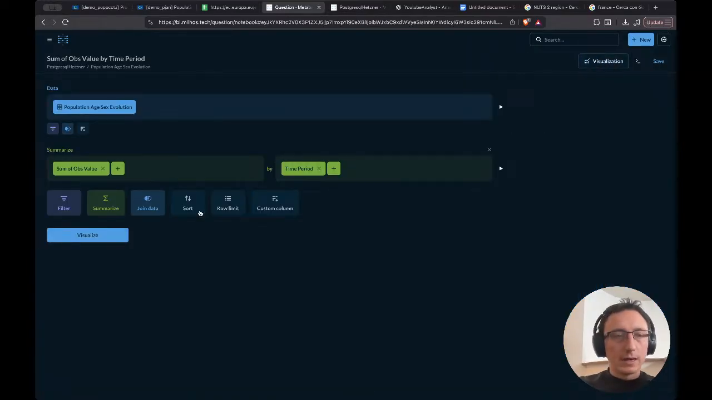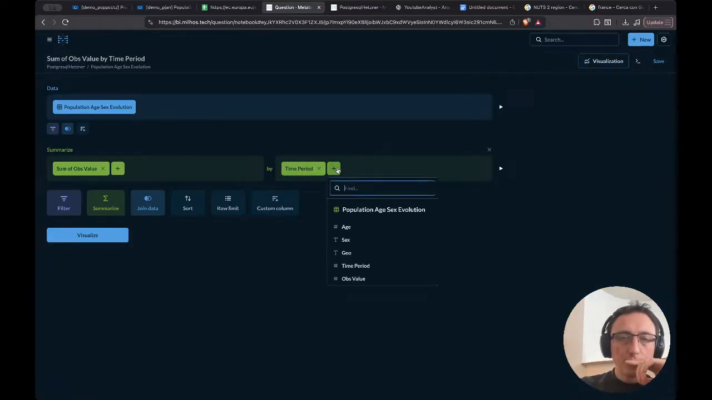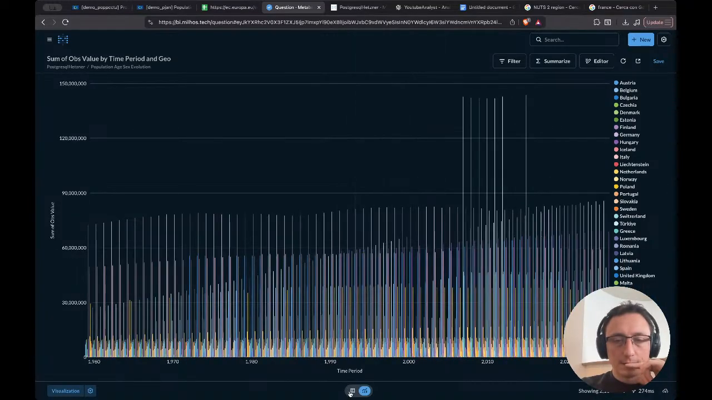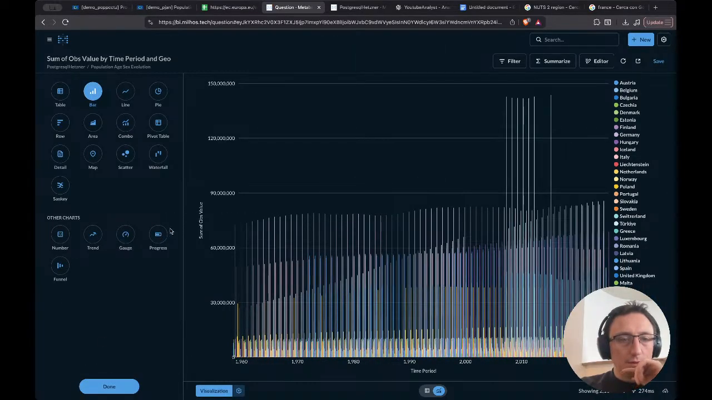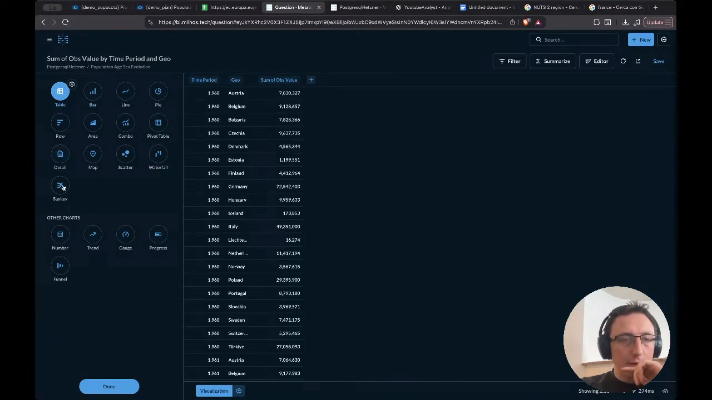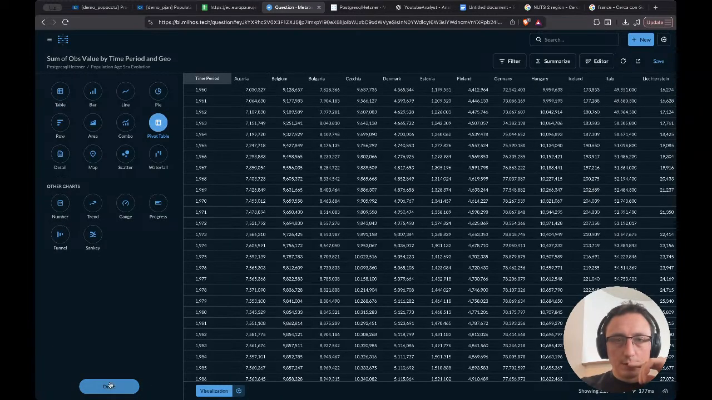To do so, let's try to add the geo and visualize. And then as visualization, we can have a table, or even better, a pivot table.